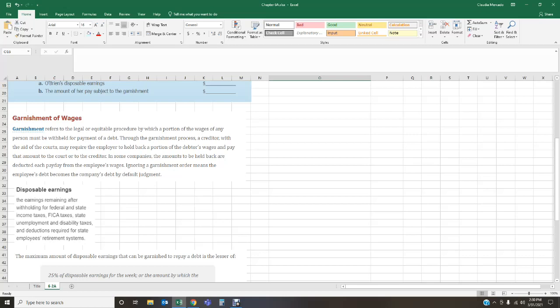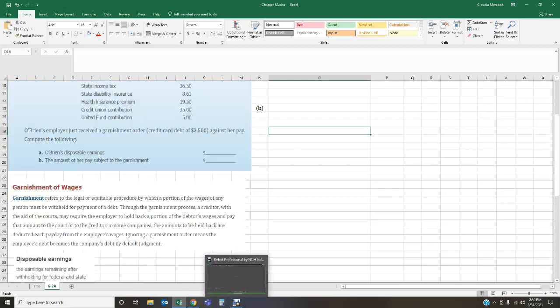So, disposable earnings are the earnings remaining after withholding for federal and state income taxes, FICA taxes, state unemployment and disability taxes, and deductions required for state employees' retirement systems. Those are the only things that we must deduct for disposable earnings. Any other type of deduction, any voluntary deduction, is not excluded from the disposable earnings amount.